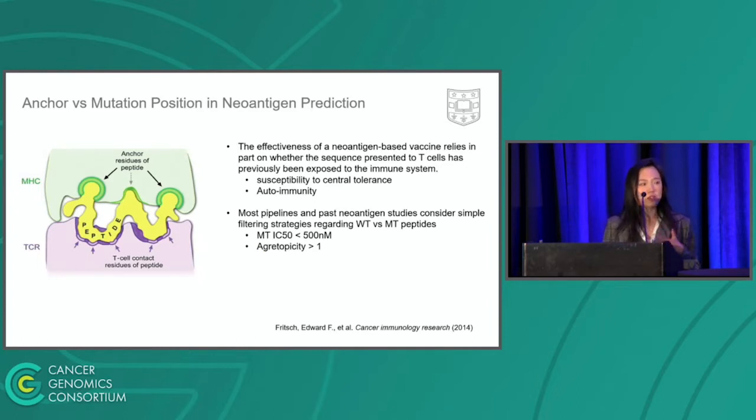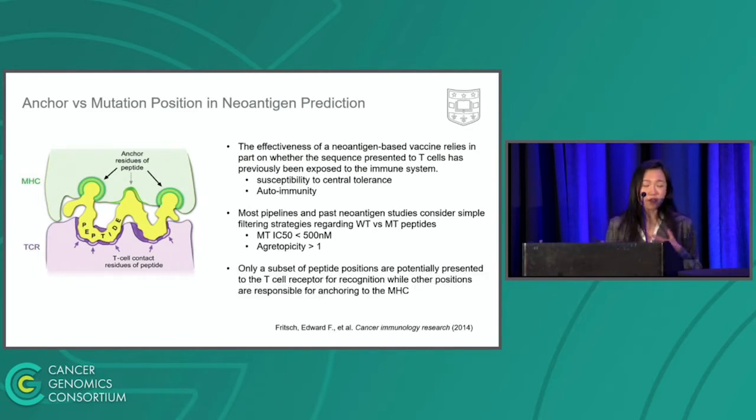So most of the current pipelines and past neoantigen studies have really employed these simple filtering strategies when it comes to looking at wild-type and mutant peptides, with the first being this cutoff on the predicted mutant IC50 binding affinity. So I'm just putting here, a lot of the times we'll use a 500 nanomolar cutoff. And then sometimes they also add on this agretopicity cutoff where they're looking at whether or not the wild-type peptide is a weaker binder than the mutant peptide.